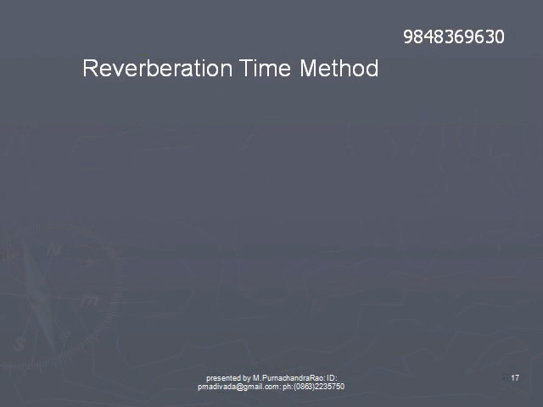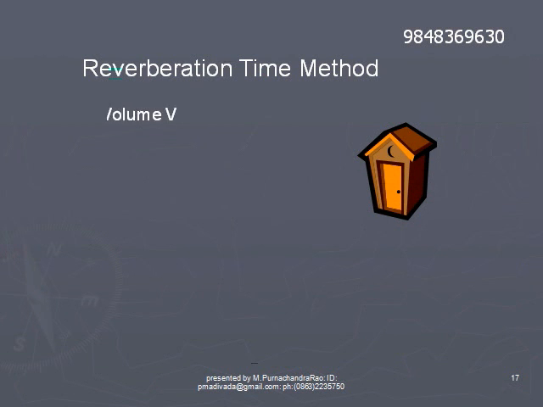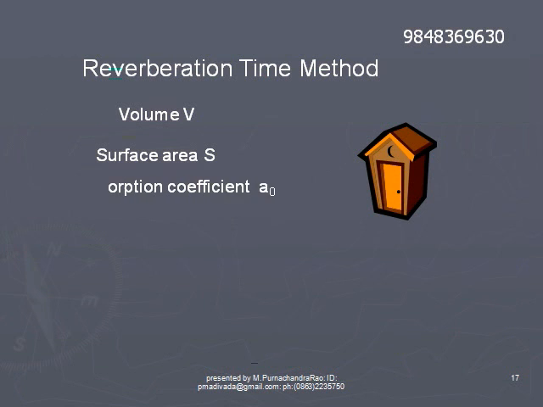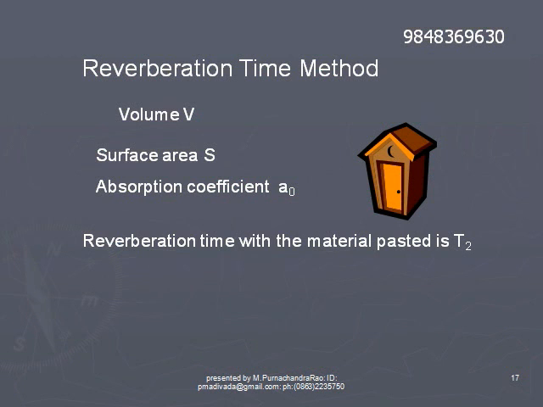Let V be the volume of this chamber and S the total surface area of the chamber. Let us suppose A0 is the absorption coefficient of the walls of this chamber. The volume of the chamber is V and the surface area of the chamber is S.